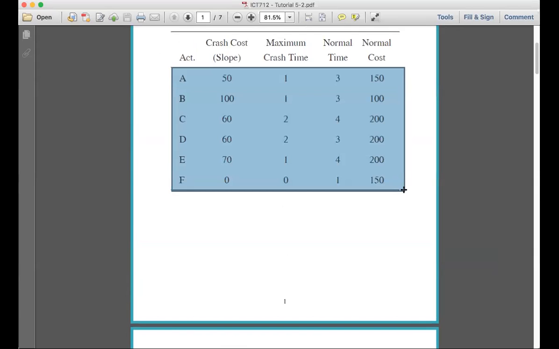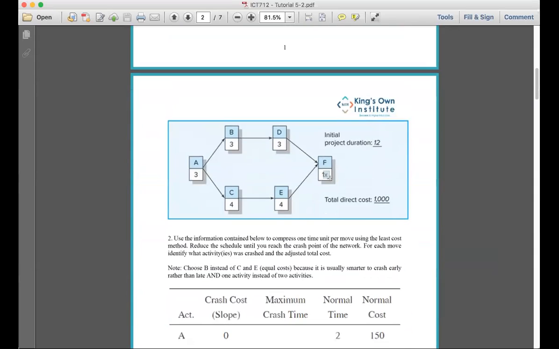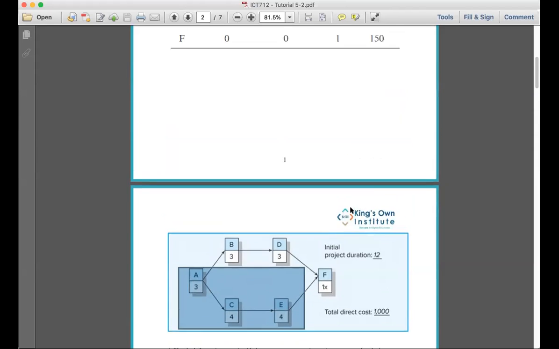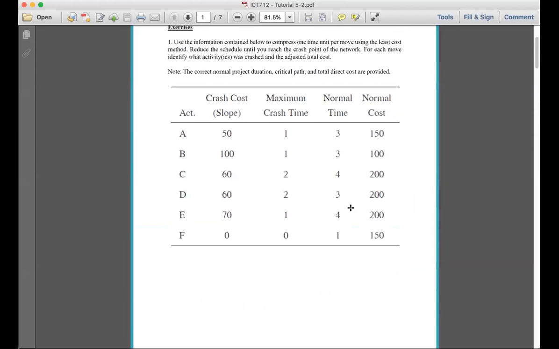Which one? F, sir. F cannot be crashed. Okay, correct, because there's 0 period. So we know that's why there's an X here, because we cannot crash it. So I can only crash A, C, or E. Which one do I crash? A, C, or E? Have a look here. Do I crash A? Do I crash C? Or do I crash E?